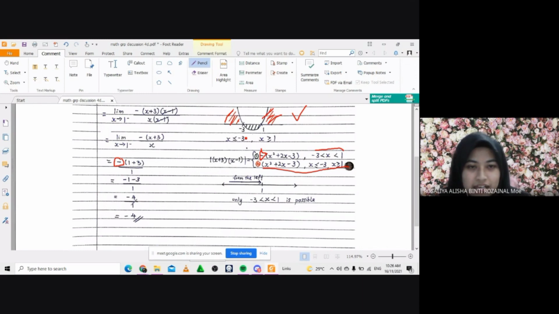And when we do the equation, we will get negative 4 over 1. So this one is cancelled off, and we are left with negative 4. So the answer is negative 4.